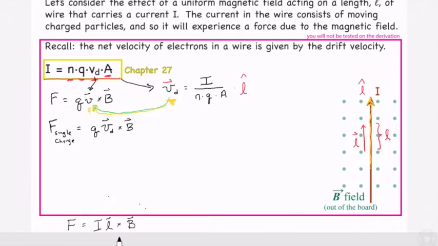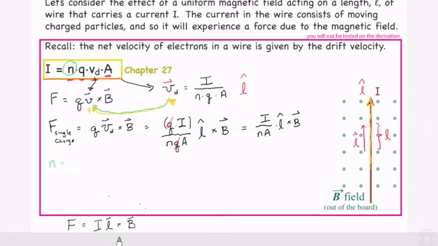But that gives us Q times I over nQA in the direction of this L hat unit vector, and that is crossed with B vector. Notice that the charges here will cancel, leaving us with I over nA times L hat cross B vector. Now remember what n stood for. n was the number of charges per unit volume. This is the number density of charges in the wire.